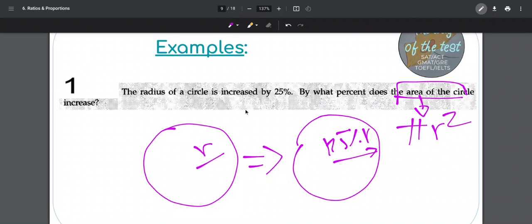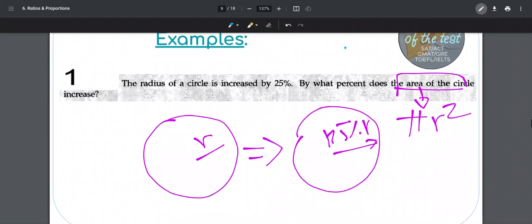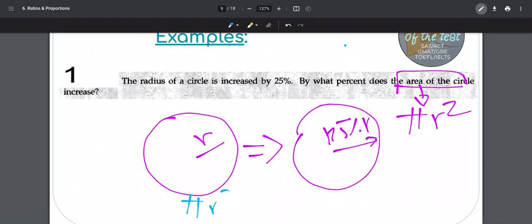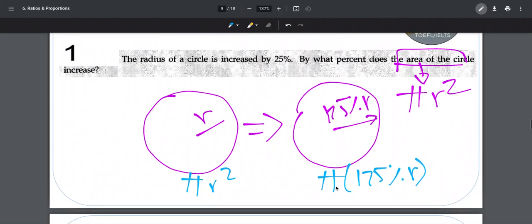So what I have to do is find the area of the first circle and the area of the second circle and find the percent increase. So the first circle will be pi r squared, and the second circle will be pi r squared. But in this case, the r is no longer just an r, it's 125% of the r. So what do I do now? I have to find the areas, and I have to subtract, because the question is asking me by what percent it is increasing. So it's about increase. Here in the first circle, I don't do anything because this is just pi r squared. Sorry, I forgot about the square. So this is the second circle in which I have to do something.